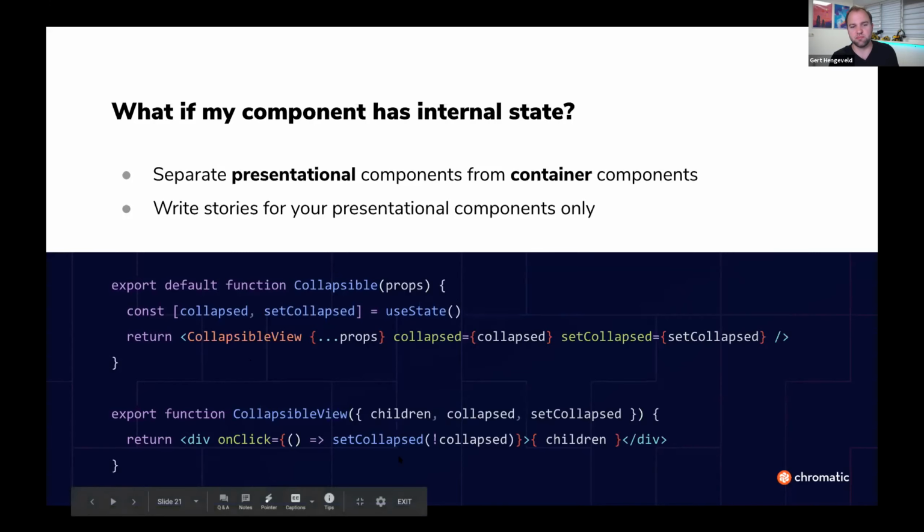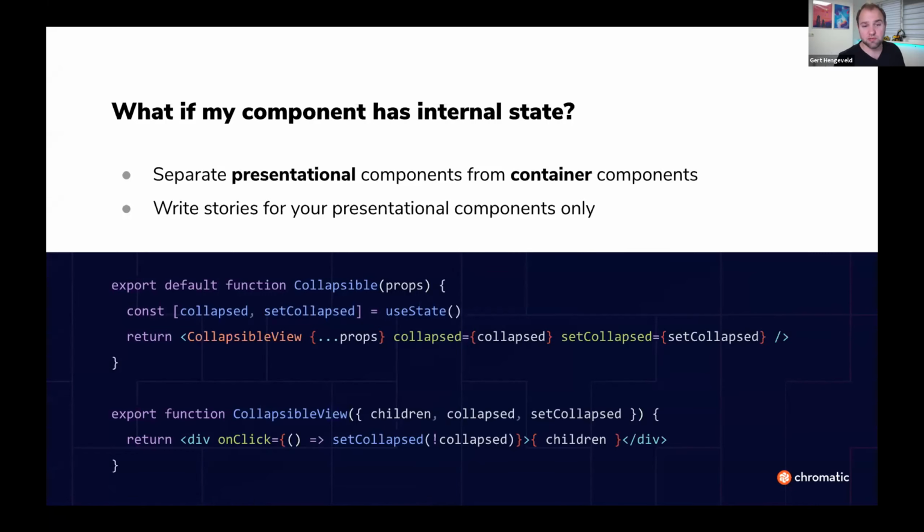The presentational component is something you can easily write a story for because it's purely based on props. And then for the collapsible, you might be thinking, okay, what happens to the container component? That's where a unit test comes in, right? Jest or something like that. You use Jest to test those things.